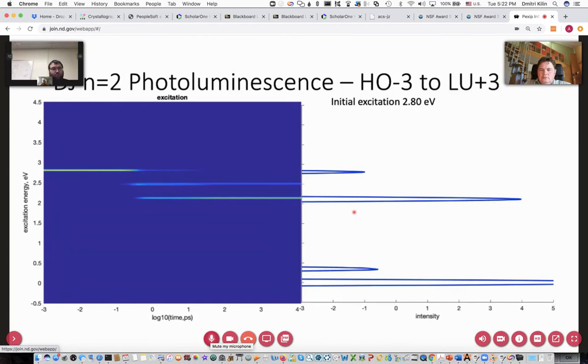So in the n=2 model, I looked at HOMO -3 to LUMO +3. And this one also has an odd infrared peak that I have not looked at to see if there's something that I just can't see in this range because of the coloring. And in this one, we see 2 peaks for intensity, one at approximately the initial excitation, and then one that's once again right around the band gap.